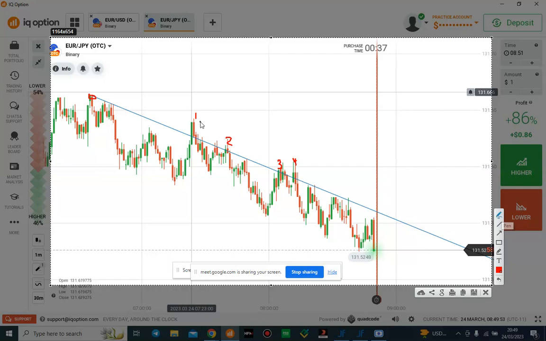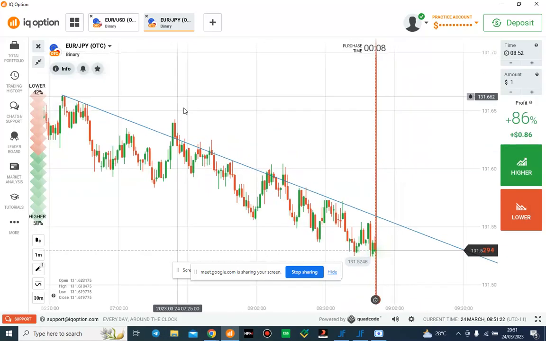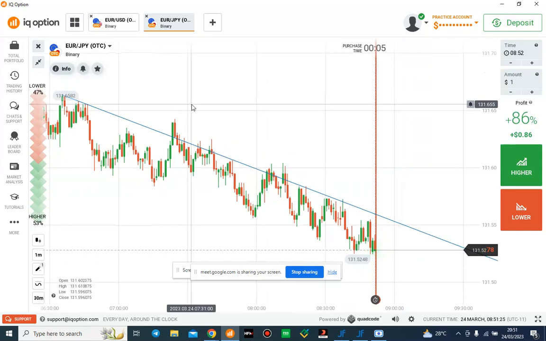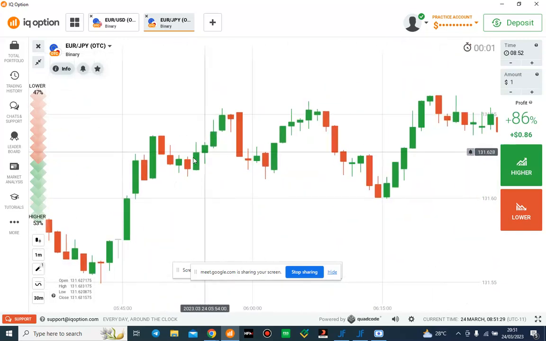We have four, which indicates that if the market is able to come back to this resistance trend line, it might happen that the market does not respect the trend line, then continues to the upside. So that is how you identify a false breakout. Okay, now let's see here.